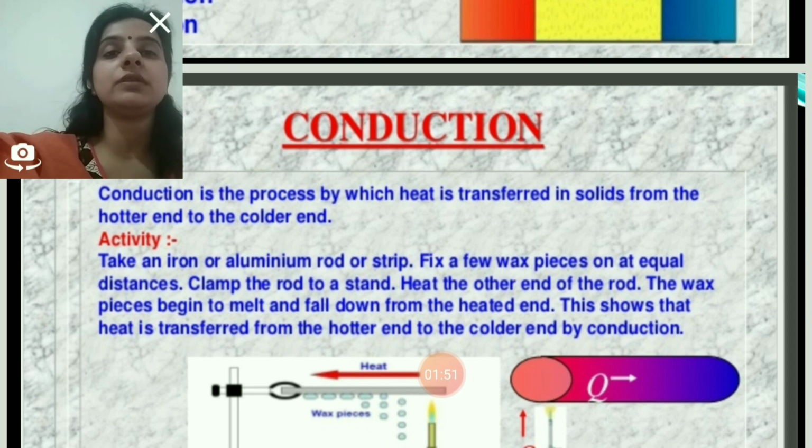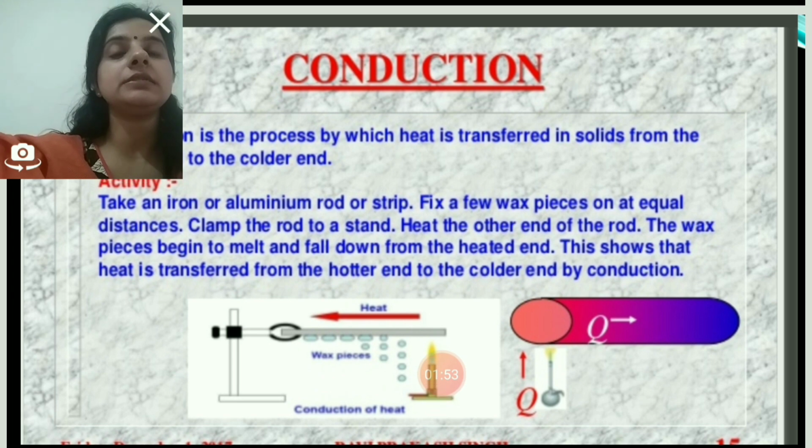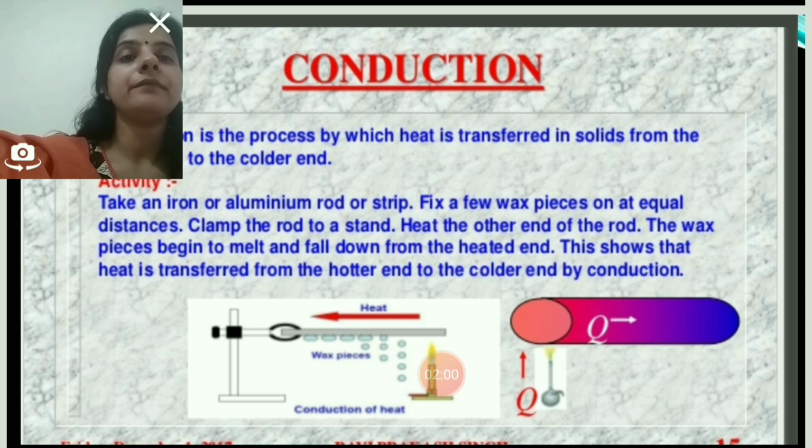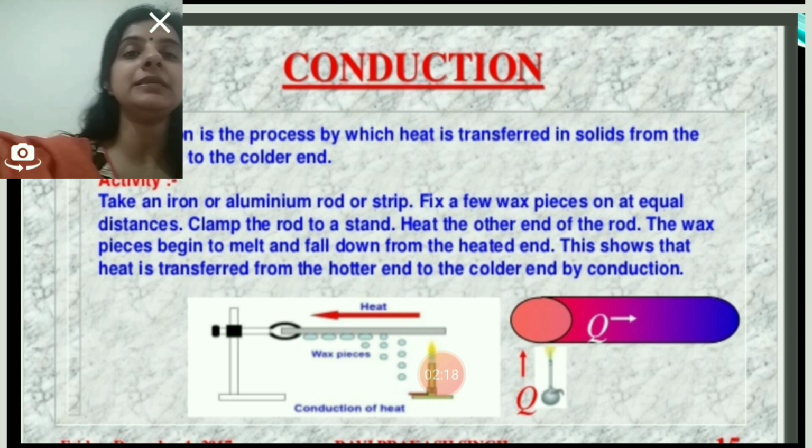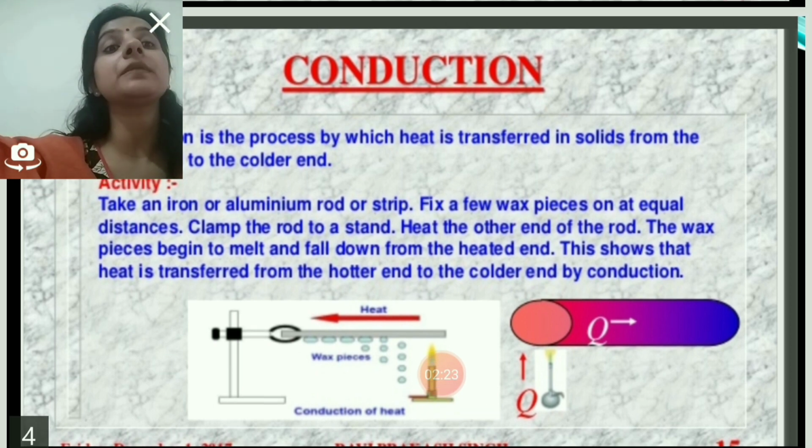Let's understand this with the help of an activity. See the diagram. Here we took one metallic rod and fixed a few wax pieces at equal distances. Now heat the open end of the metallic rod with a candle. What will happen? The wax pieces begin to melt and fall down from the heated end. It means the heat is transferred from the hotter end to the colder end by conduction.